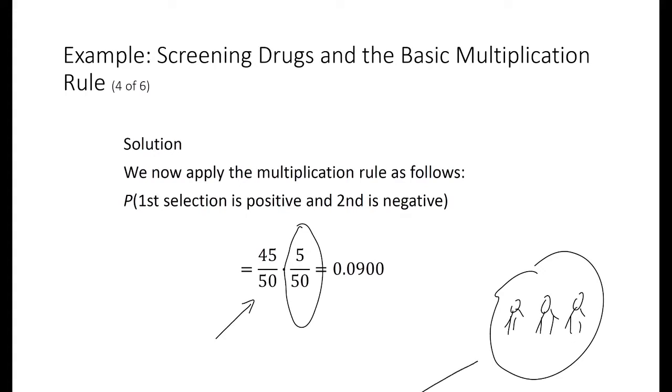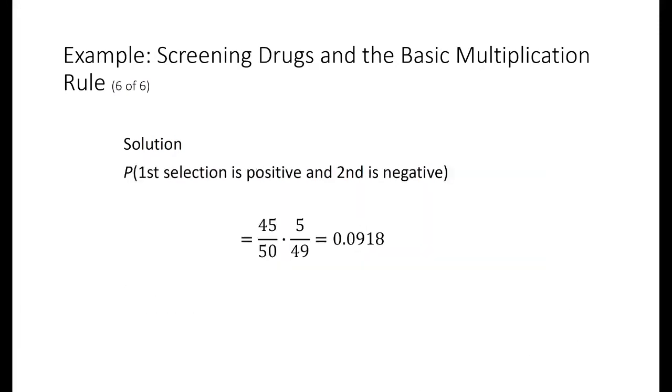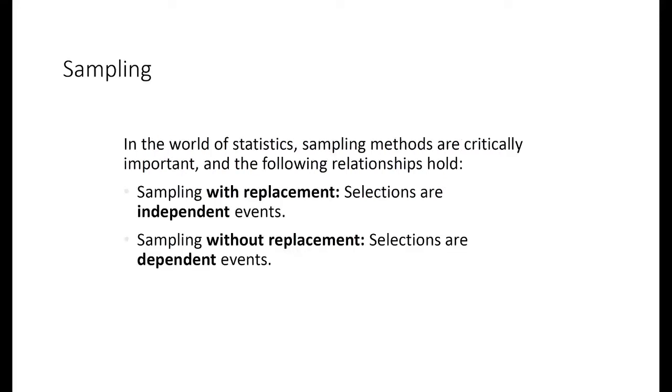And now after selecting that person, for the second part we are going to replace this person back in the same group. That's why when you choose the second time, the chances of getting a negative out of 50 is again still 5. But in part B, the chances of getting a negative, yes, there are 5 negative, but now because we are not replacing, the total number of cases is 49. So that's how we can find the multiplication cases. Either the events are independent or dependent. That depends on that information.